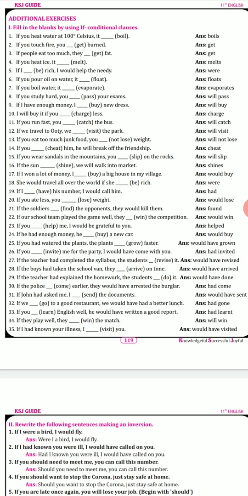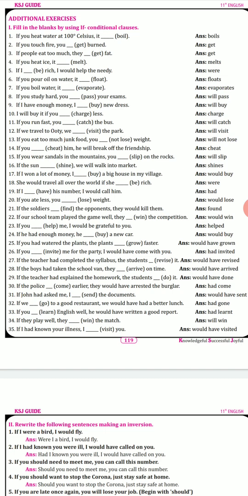And then: if our school team played the game well, they (win) the competition. Played is a past tense verb. So this is an improbable condition. We have to add would with the present tense verb win. So the answer is would win. And then question 23: if you (help) me, I would be grateful to you. So here would be grateful.